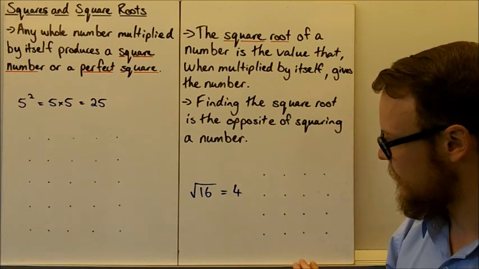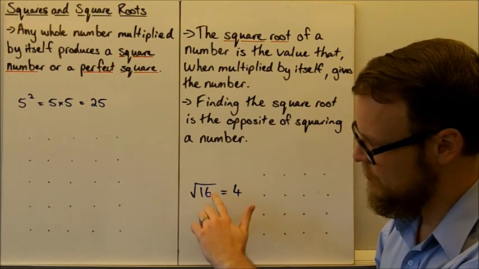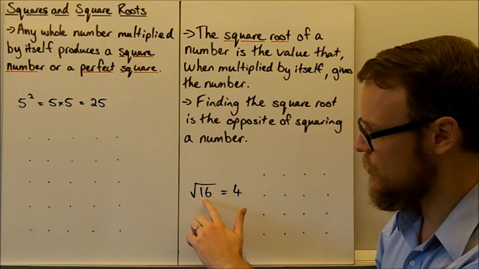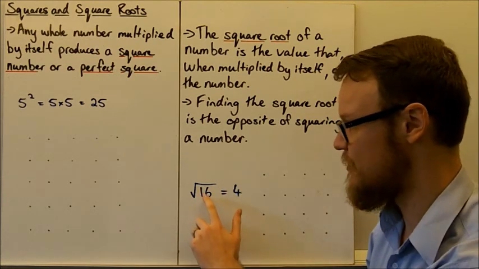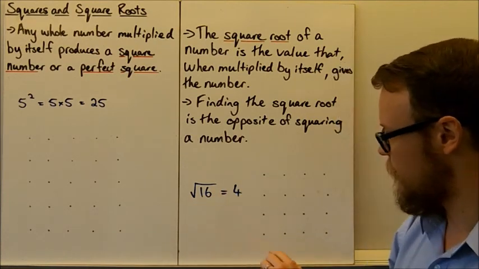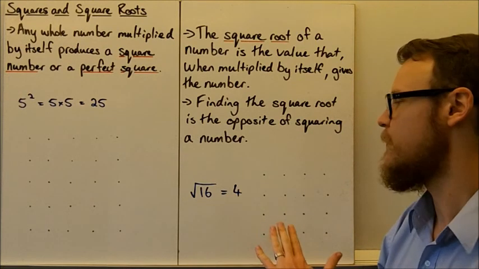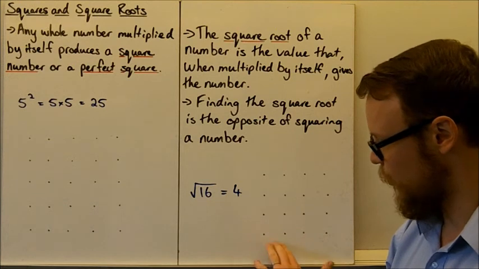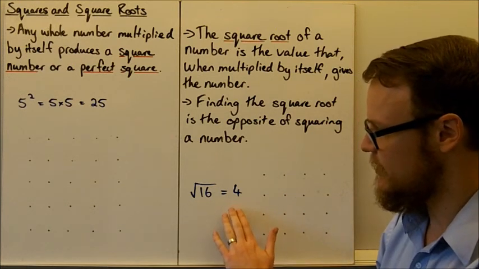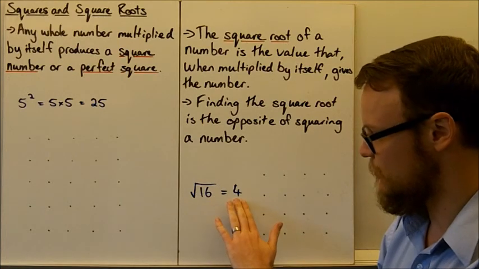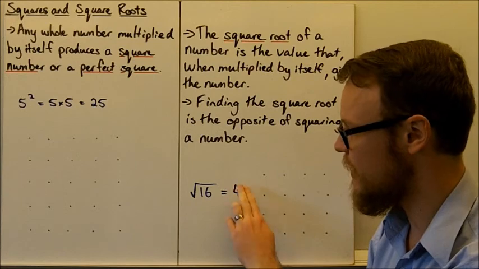Another example I've got here, if I'm trying to find the square root of 16, this is a square root symbol, and it's saying I want to find the square root of 16. I want to find the number that when multiplied by itself gives 16. So if I arrange 16 dots into a square, I can see that the side length is 4 dots. So there's 4 dots along the side lengths. So that means that the square root of 16 is 4. And conversely, going in the opposite direction, 4 squared is 16.